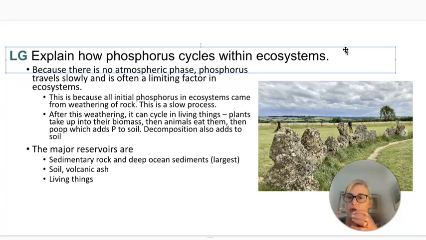Okay, the major reservoirs, the first one you have to know is sedimentary rock and deep ocean sediments. They're together because sedimentary rock is really kind of broken down and then lands as sediments in the ocean. Soil has phosphorus, volcanic ash does, and then living things, we also produce phosphorus.